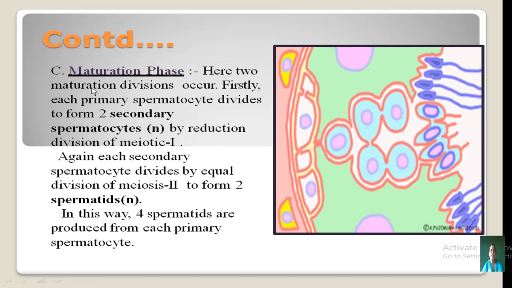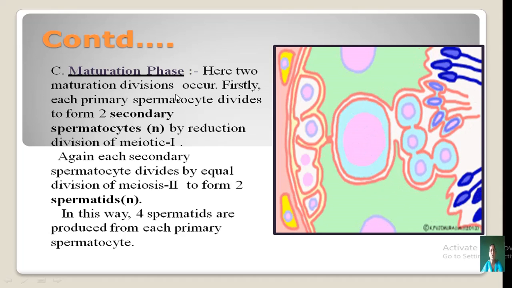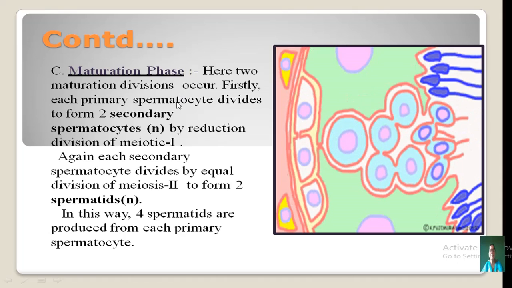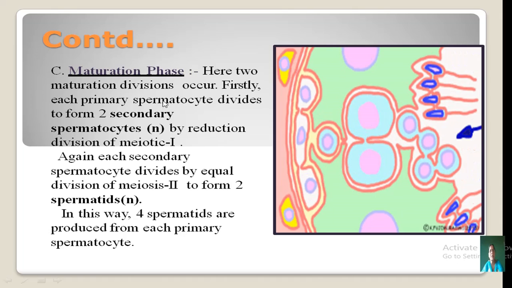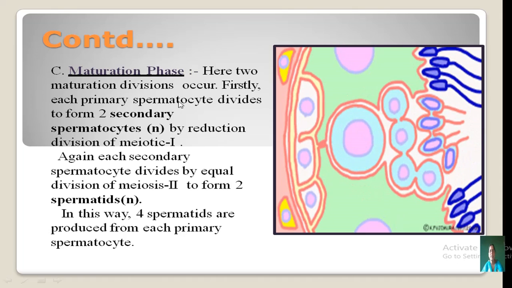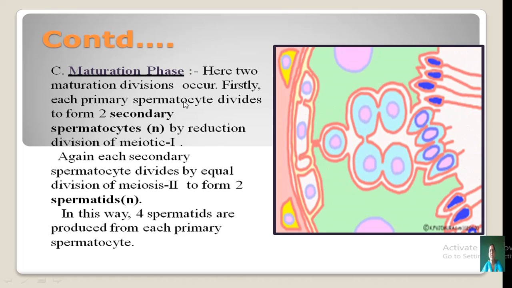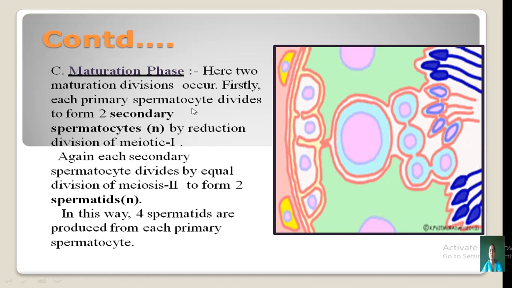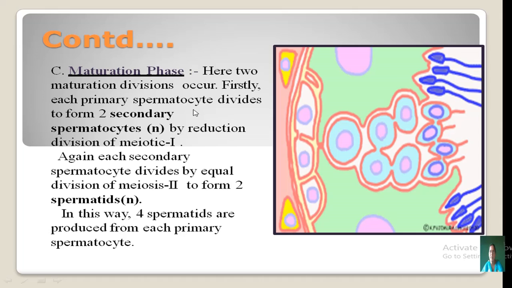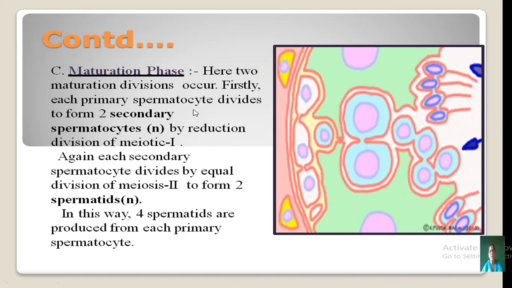During the maturation phase, the two maturation divisions occur. First, each primary spermatocyte, which is formed after the growth phase, divides to form two secondary spermatocytes. This is the reduction division. This is called meiosis 1.